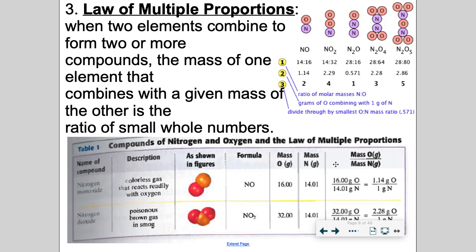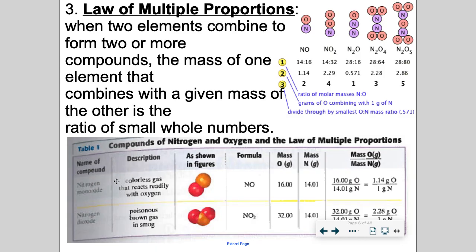Okay, the third law is the law of multiple proportions. When 2 elements combine to form 2 or more compounds, the mass of one element that combines with a given mass of the other is in the ratio of small whole numbers. So let's just take a look at this table. This table is very similar to the one in your book, sort of.